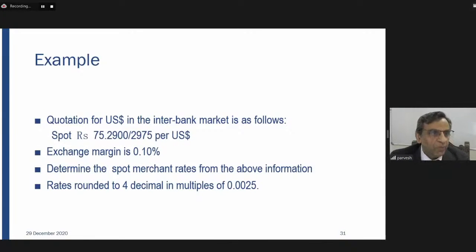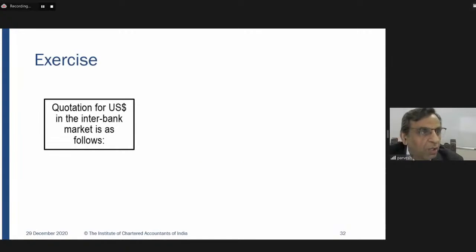So quotation for US dollar in the interbank market is as follows. The spot rate is given to you, which is 75.2900 oblique 2975 per dollar. Exchange margin is 0.10%. Okay, here the margin is given in terms of percentage. Determine the spot merchant rate from the above information. Rates to be rounded up to 4 decimal in multiples of 0.0025. So this is a question which will be most often coming in your exam, but this will be the sub part of the question. Okay, so first let's focus on this part so that it will help you to solve a bigger question in your exam. So this will be one part of a large question which will come in your exam. So let's look at the question.